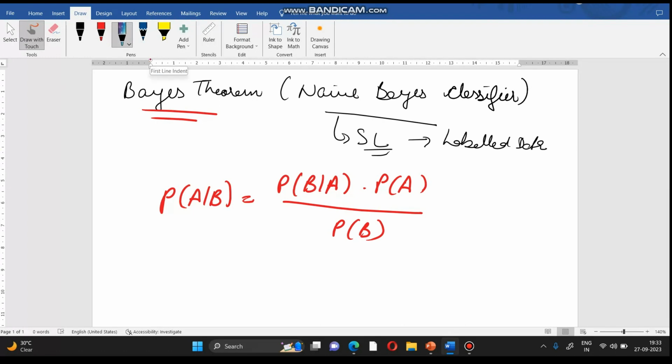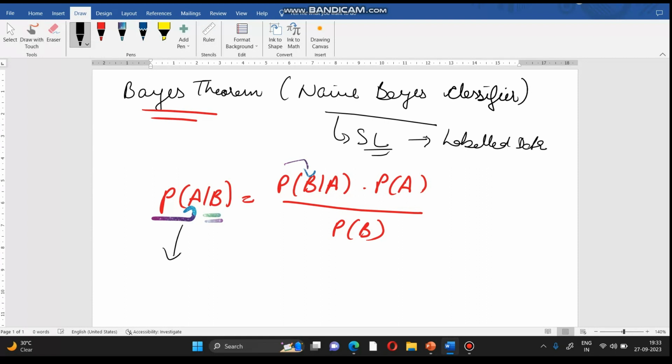So here it means the probability of occurrence of event A with respect to event B. And here it says the probability of occurrence of B with respect to event A, and P of A is simply the probability of A, and this is the probability of B. These terminologies have some very important meanings.